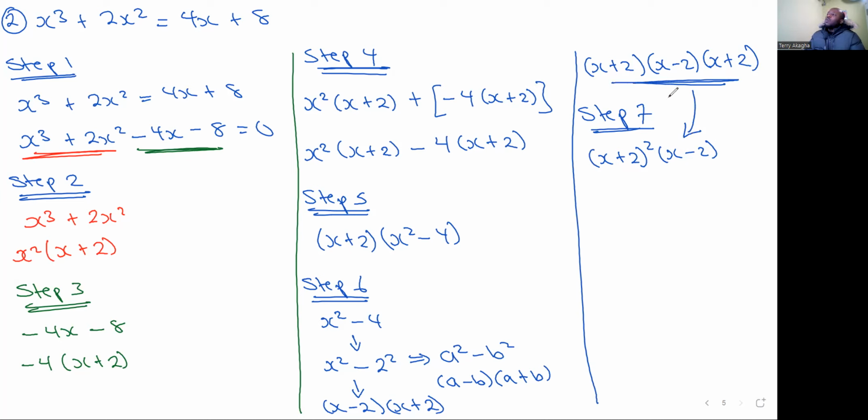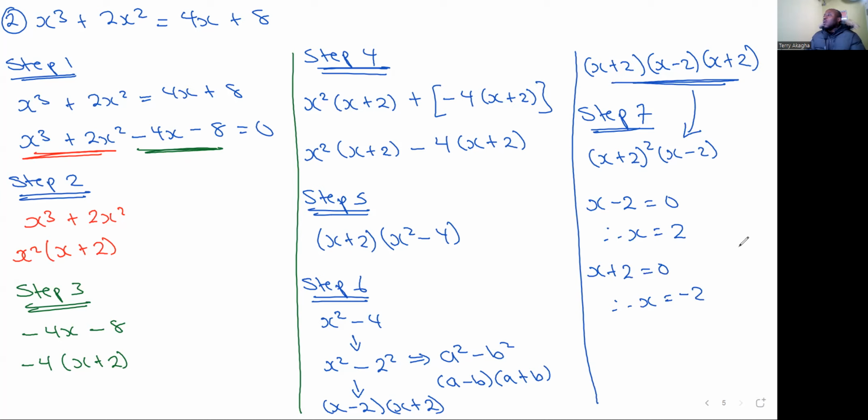But if the question was that you have to solve for x, you then have to equate each of these to be equal to 0. So that means we're going to have x minus 2 is equal to 0. So therefore, x will be equal to 2. And we have x plus 2 is equal to 0. So therefore, x is going to be equal to minus 2.